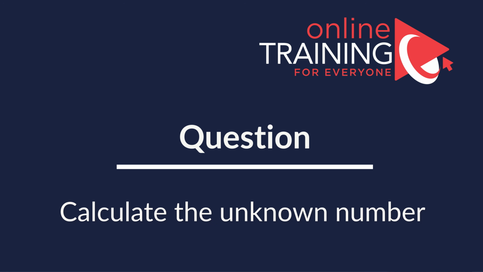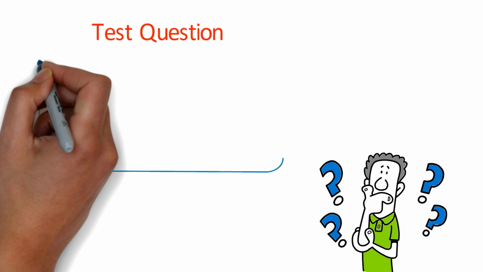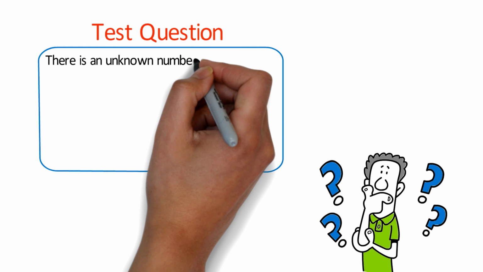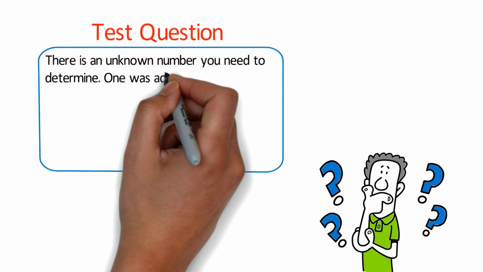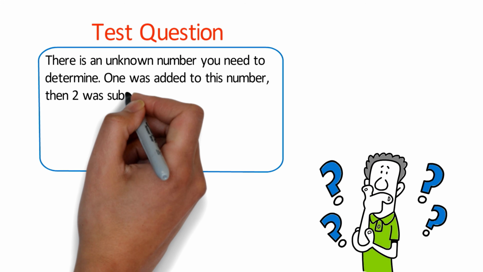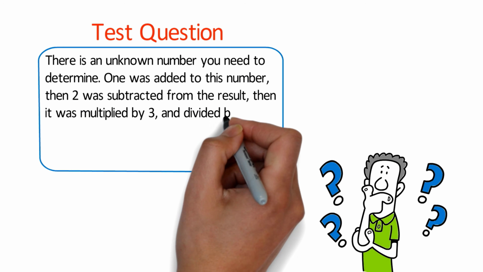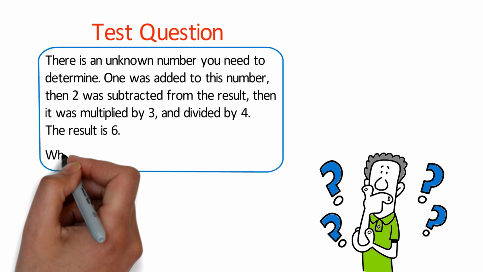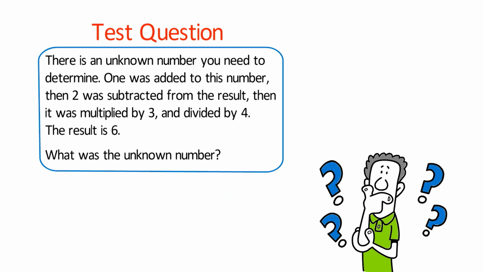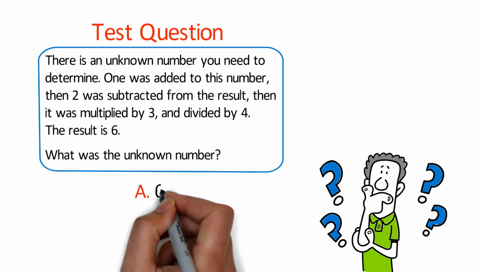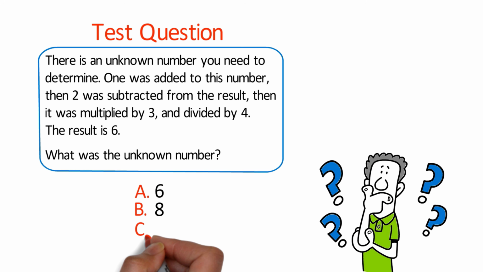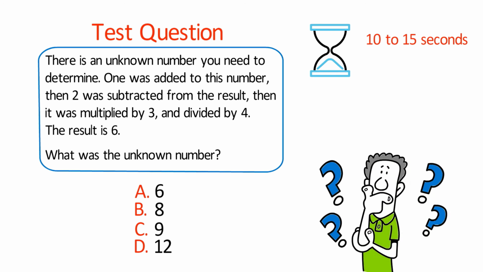Here's the cool simple question, which is frequently used to test mental math capabilities. There is an unknown number you need to determine. 1 was added to this number, then 2 was subtracted from the result, and then it was multiplied by 3 and then divided by 4. The result is 6. What is the unknown number? You have 4 different choices. Choice A, 6. Choice B, 8. Choice C, 9. Choice D, 12. Can you determine the answer? Give yourself 10 to 15 seconds. Maybe 20 to 30 seconds if you need more time.